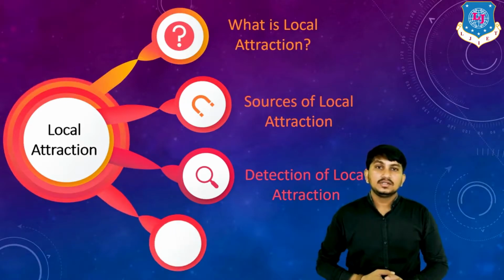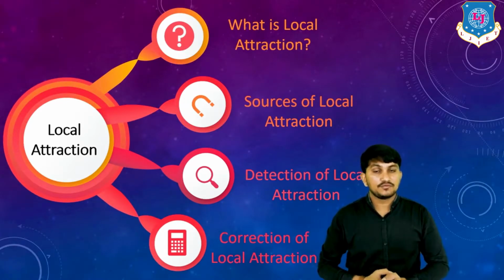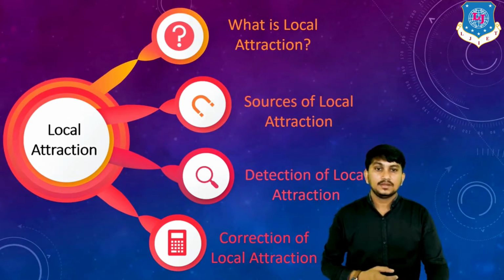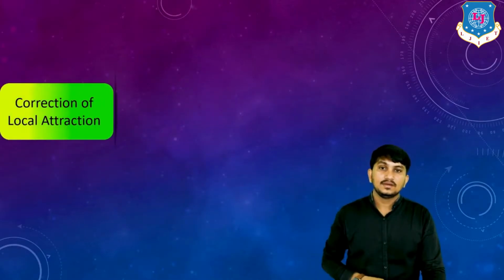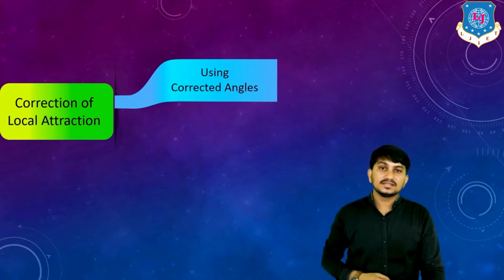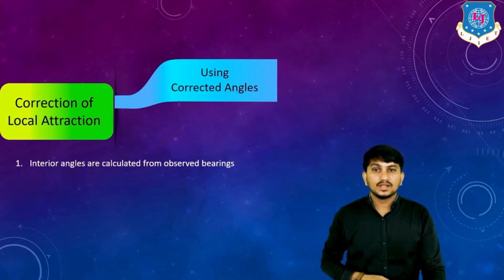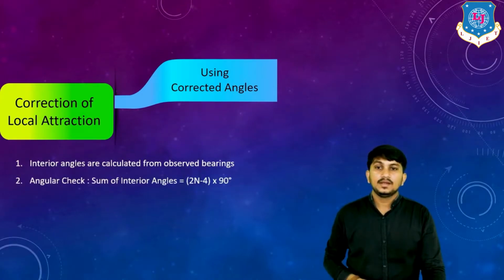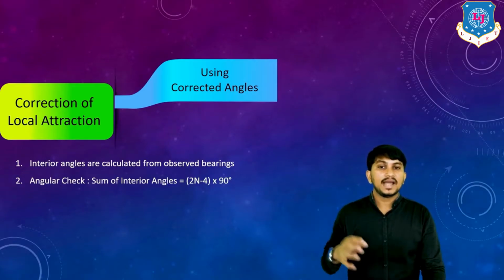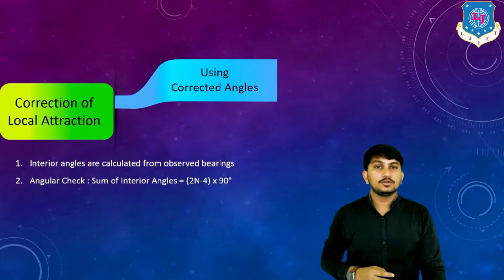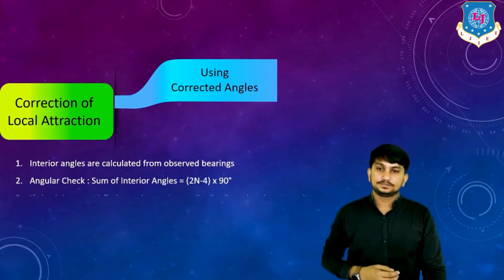After finding out the stations affected by local attraction, we have to correct the values measured at the stations. So for correction of local attraction, we can use two methods. First is using corrected angles. For that method, first we have to find out the interior angles of the observed bearings. After finding the interior angles, we have to check them: the sum of interior angles is equal to (n minus 4) into 90 degrees. This is the check for the sum of interior angles.